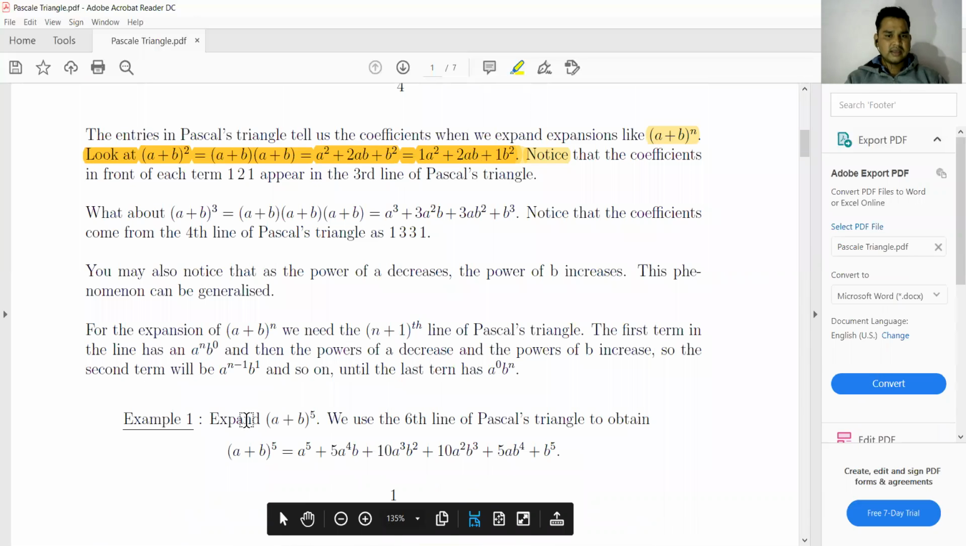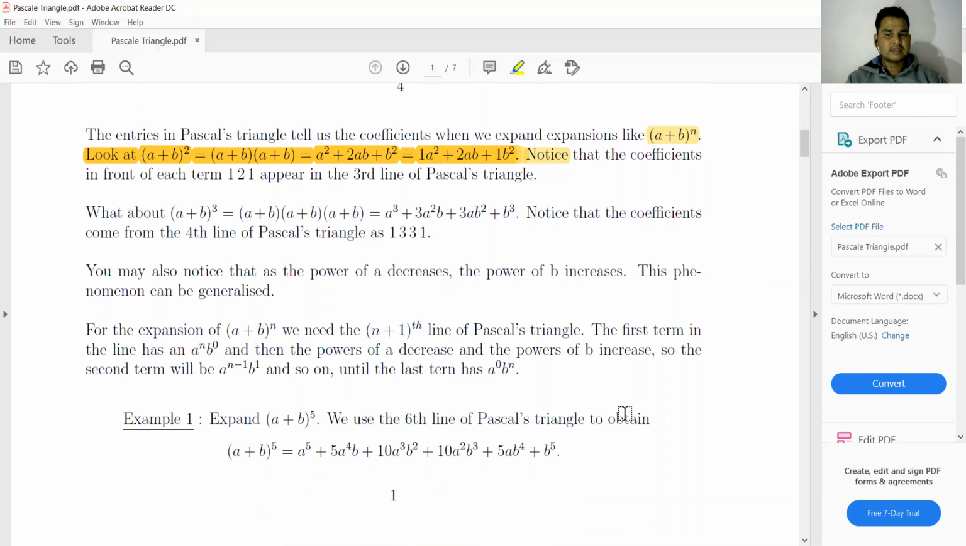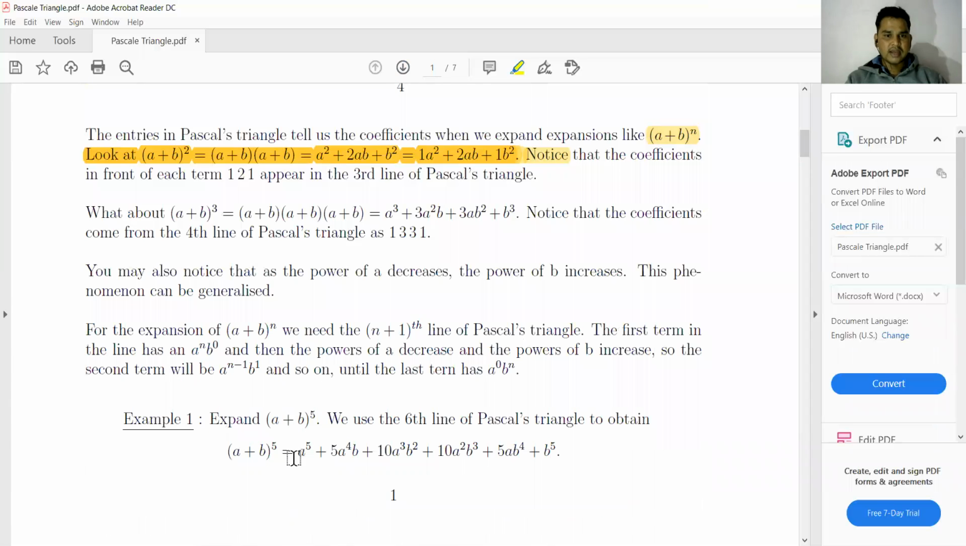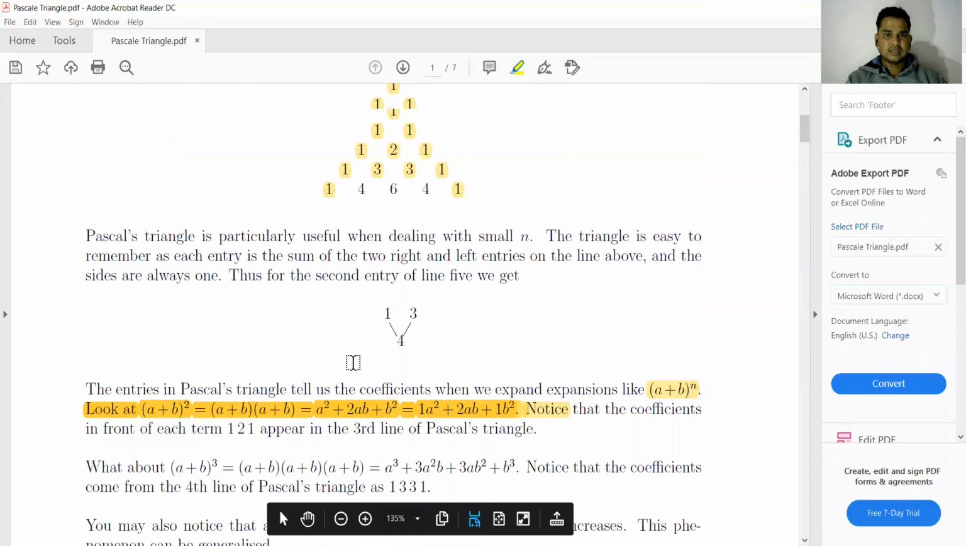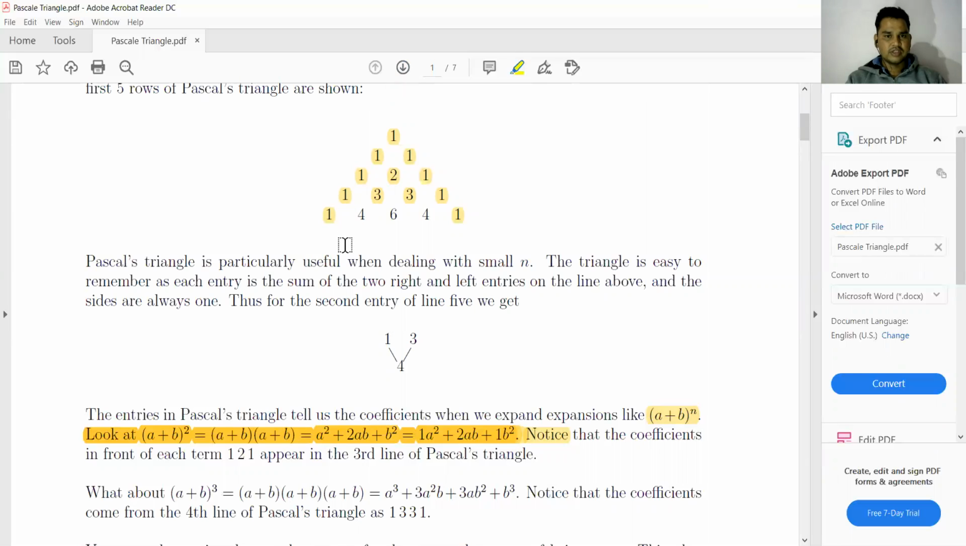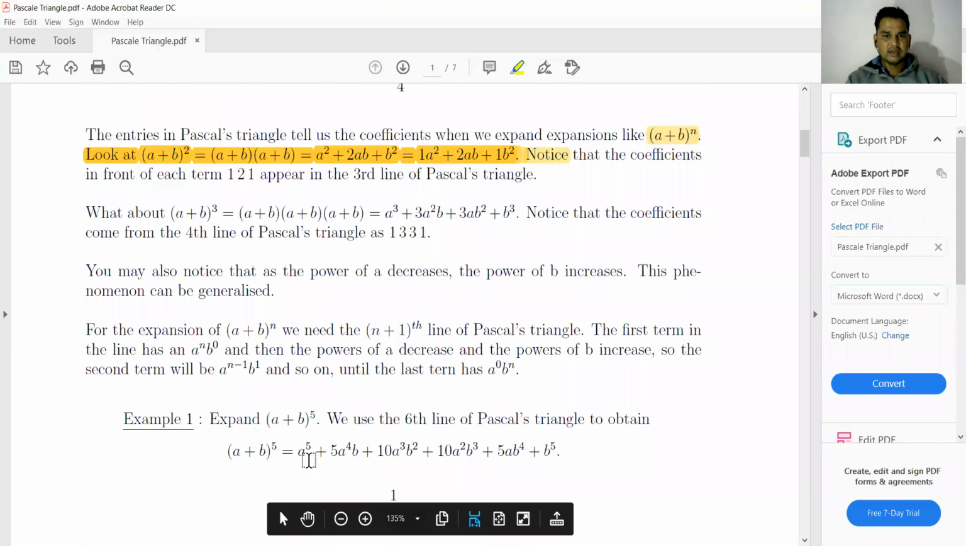Now here in an example, to expand a plus b raised to 5, we use the sixth line of the Pascal triangle. So write this triangle up to the sixth term. This is the first, second, third, fourth, fifth, and after that you will get the sixth term. Here is 1. After that 1 plus 4 is 5, 6 plus 4 is 10, 6 plus 4 is 10, 1 plus 4 is 5 and 1. Here we get 1 5 10 10 5 1.